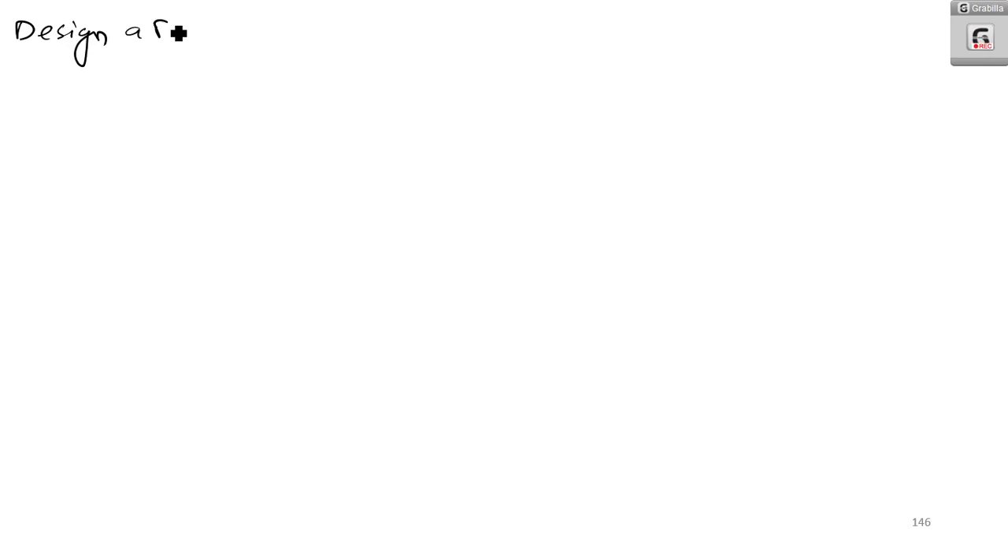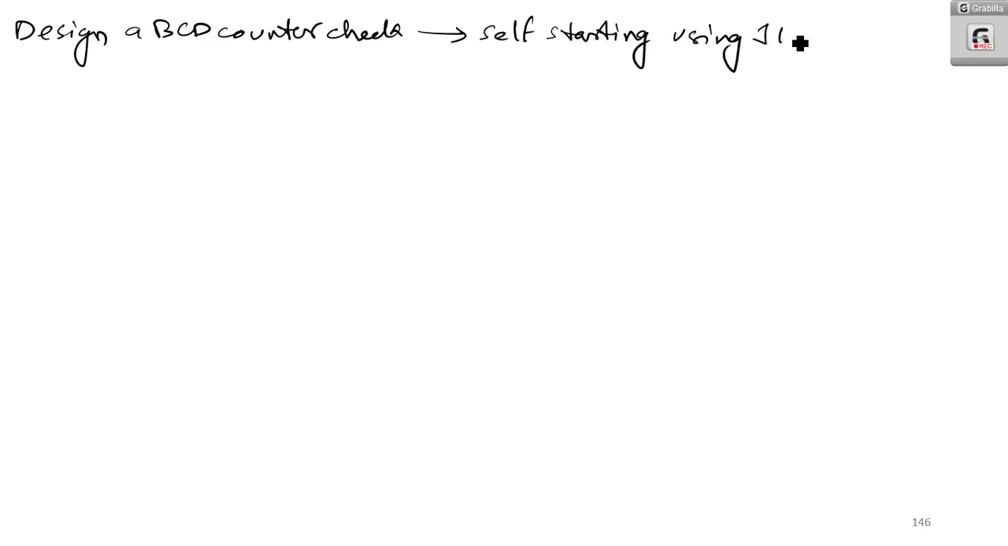a BCD counter, and check whether it is self-starting. And using JK flip-flops. Now coming into binary coded decimal counter, that is BCD counter.